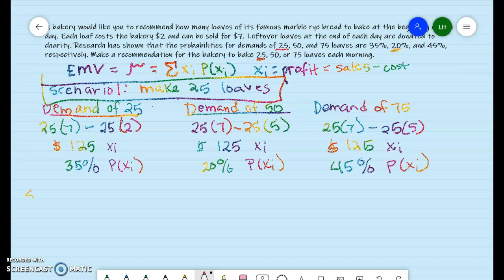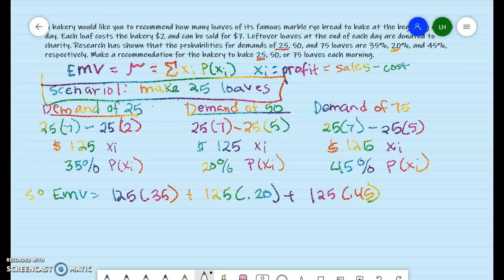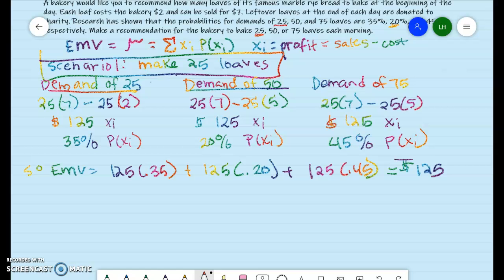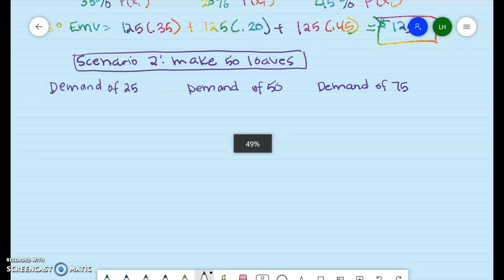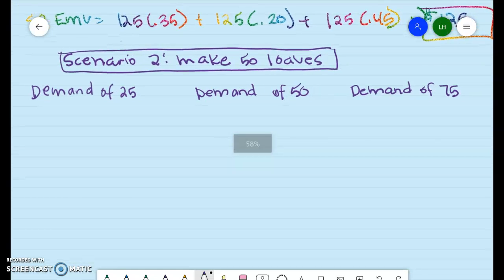So EMV would equal 125 times 0.35 plus 125 times 0.20 plus 125 times 0.45. And so if you add those up, the expected monetary value of making 25 loaves is $125.